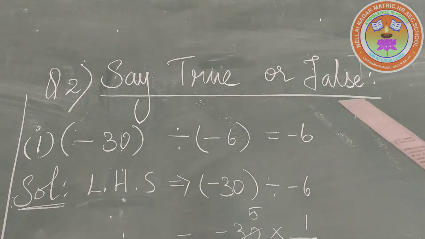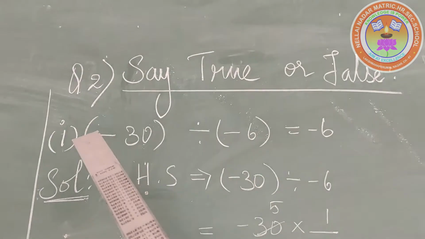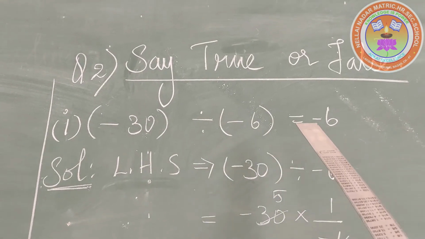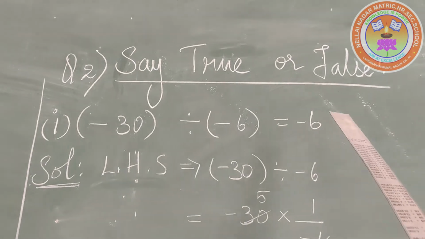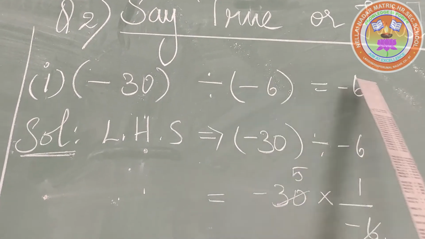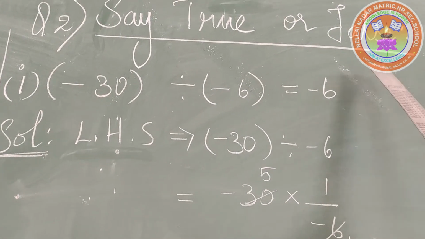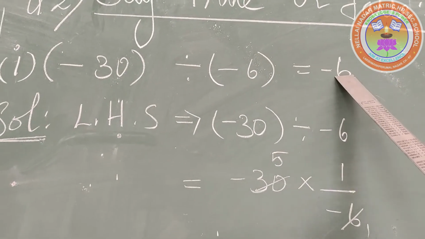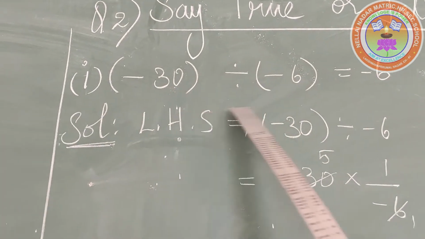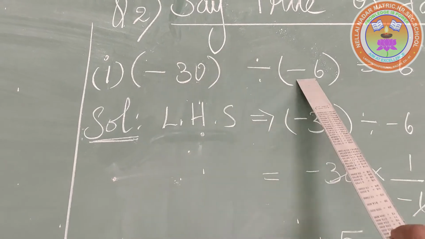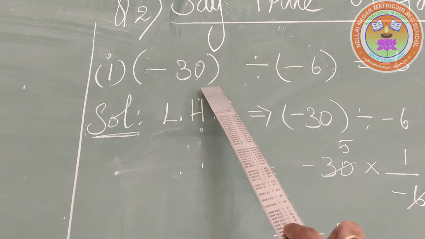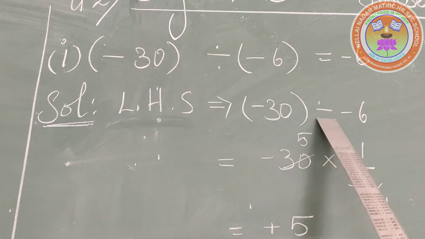Say true or false. Okay. Now, first one, minus 30 divided by minus 6 is equal to minus 6. So, I have to check whether when dividing these numbers, I am getting this answer. If it is this answer, I will write it as true, otherwise false. Okay. So, first let me take the LHS, that is left hand side of this equation.